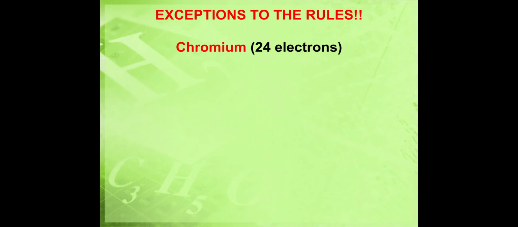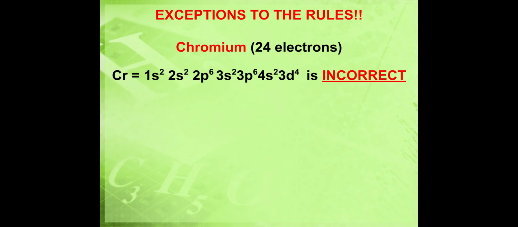So every rule has an exception. So we are going to look at the exception to the rule. Chromium is an example, and we're going to see. We will write the electronic configuration of chromium normally, right? So if we were to follow what we just learned, this is going to be the electronic configuration of chromium.